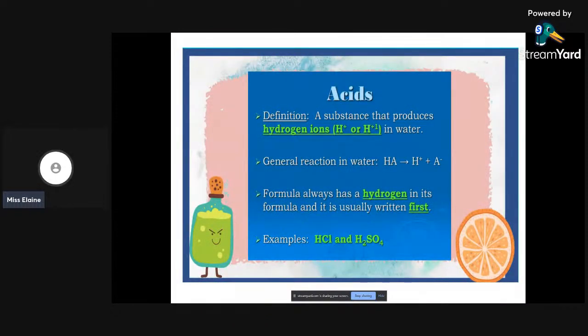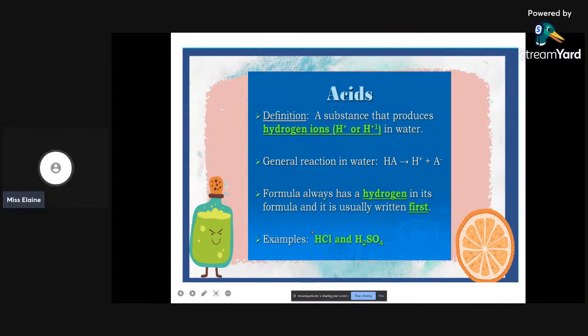So when you say acid, it is a substance that produces hydrogen ion, so H plus or H plus 1 in water. So that is your general reaction in water. Later on, I'm going to discuss a little bit of the theories about acids and bases, like Arrhenius and Bronsted-Lowry. But for now, I'll give you some instances and a brief definition of acid. The formula always has a hydrogen in it, and it is usually written first. If you're going to notice these two examples of chemical formulas, we do have HCl and H2SO4.